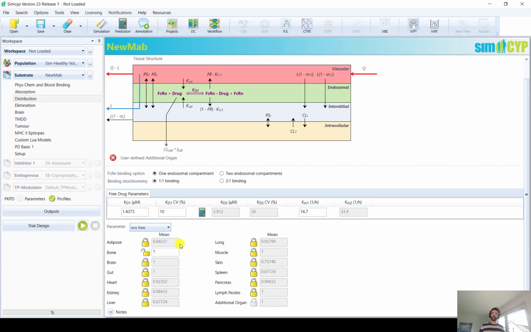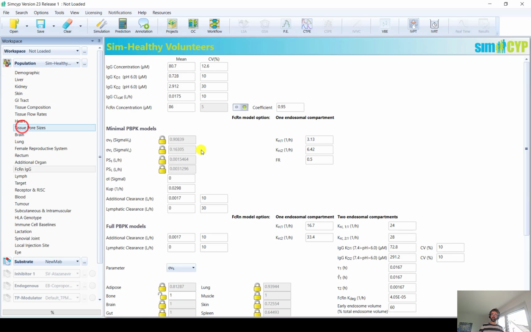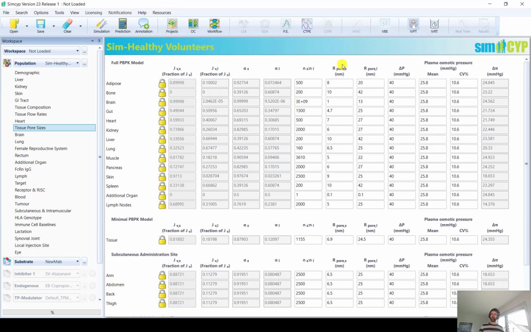The most important factor is the hydrodynamic radius that we had on the PhysChem screen, and is the size of the pores that you can find in the population tissue pore size tab. So here you have the size of the pores in nanometer and the amount of small pores versus large pores, which is also important in the model.